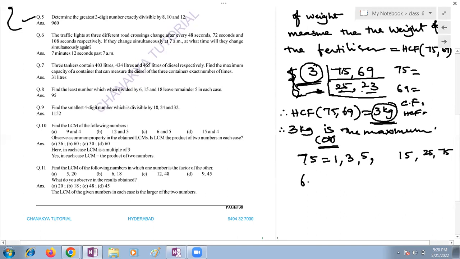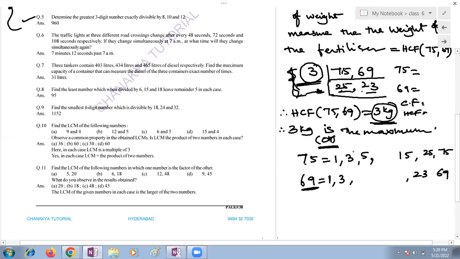Now 69. 1 and 69 is the first pair, then the 3 table: 3 and 23, and 23 and 69. That's all, I think. Any other? That's all.